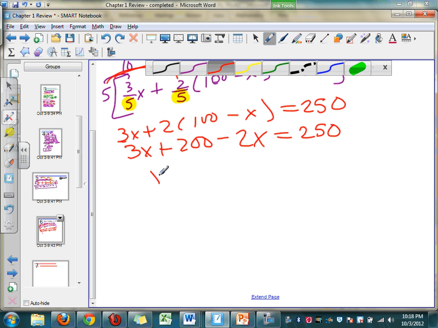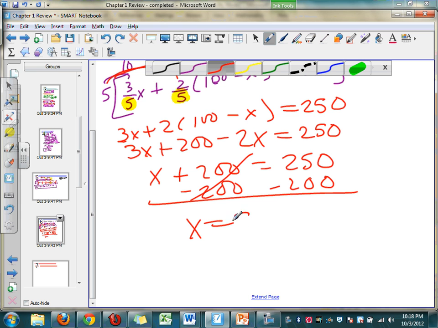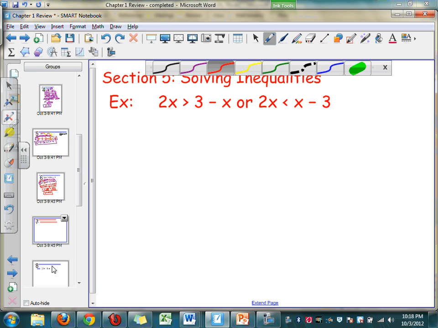Combine like terms, x plus 200 is equal to 250. Subtract the 200, and x is equal to 50. We have done this problem several times in class, so you guys have seen this 3 times. You should be able to do this with your eyes closed. That's section 4. That brings us to the next section, which is going to be section 5.